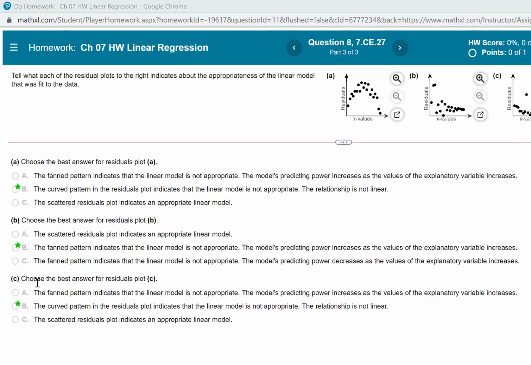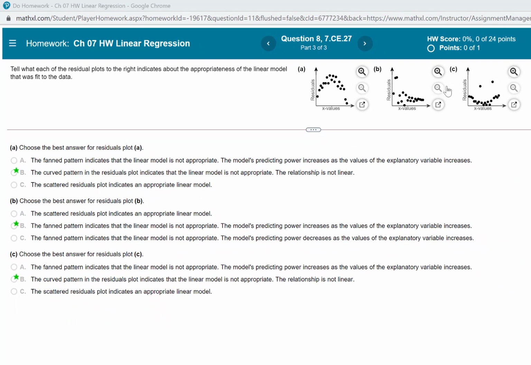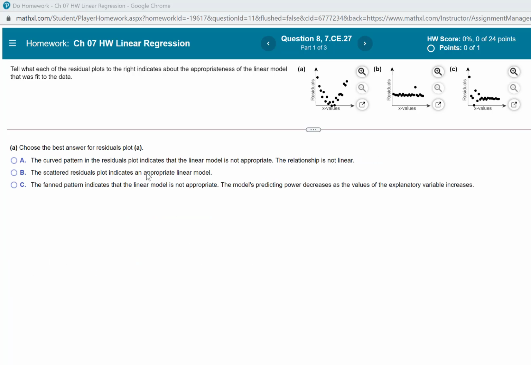And then for part C, not a fan, we have a bend and some outliers. So what we got here, from our choices, curve pattern in the residuals indicates the linear model is not appropriate. So the relationship is not linear. Okay, let's try another one very similar.